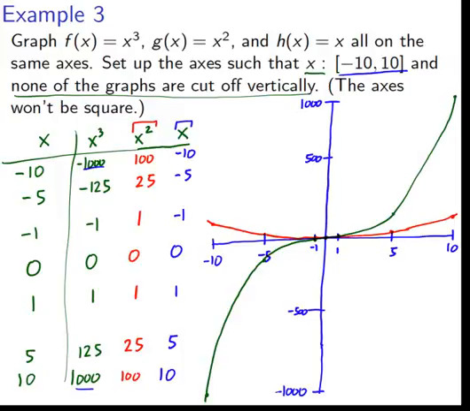Finally, we look at what happens to x, just the plain old identity function, and at 10, it manages to only be 10 above. So we're talking like there, negative 10, it's only negative 10. So we've got it barely growing off of that x-axis. It's barely breaking away when compared to these giants like x squared and x cubed.